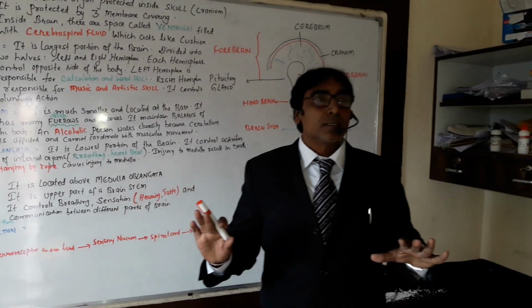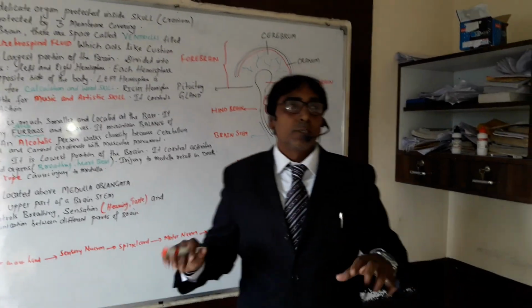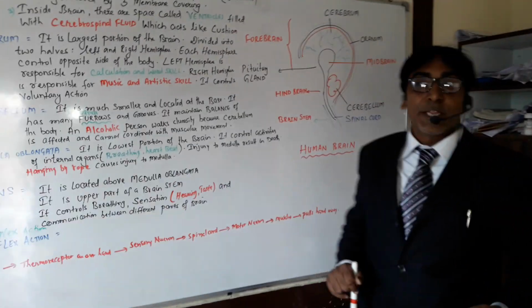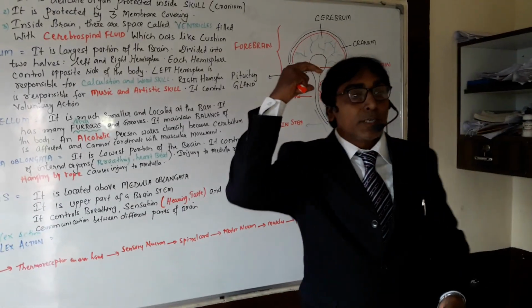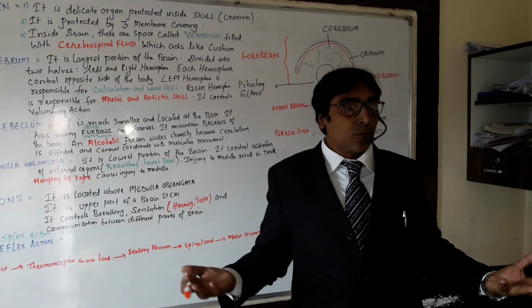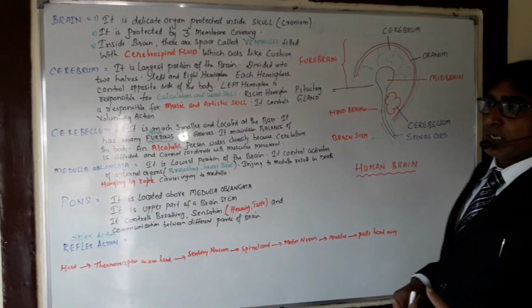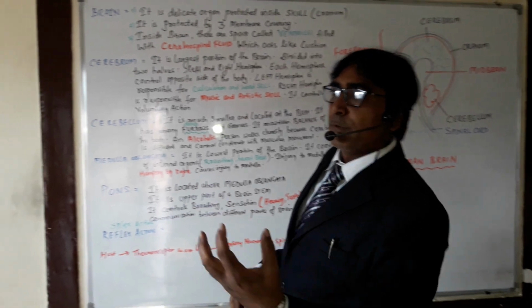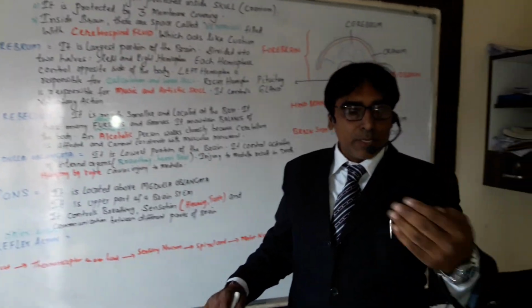Good morning, friends. Today we are here to learn the anatomy of the brain. The brain is the important part of our human body. Without the brain, life cannot exist. The brain has different parts, so we will go through each and every part one by one.